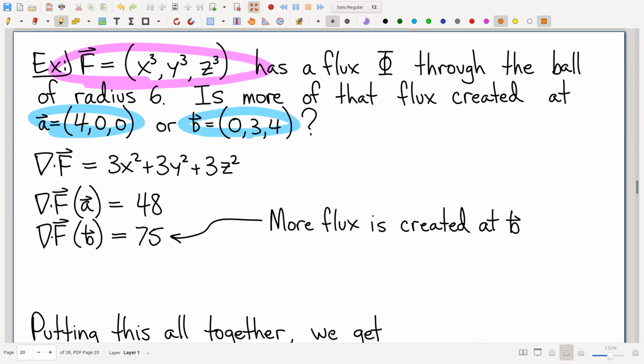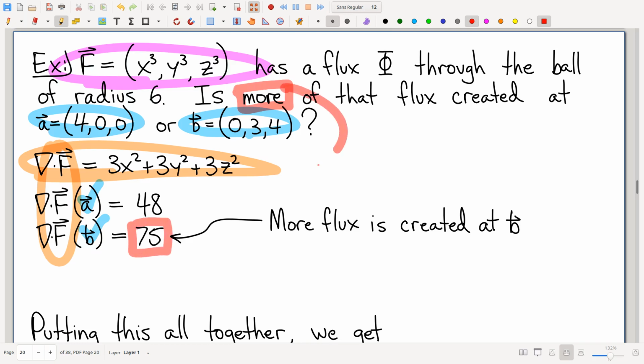So to answer this question, I'm going to compute the divergence. I'm going to plug in my 2 points. I'm going to see which one's the biggest. More is happening where you have greater divergence. And so this point B, not A, B, has greater flux density, and so more of the flux is coming from that general vicinity.